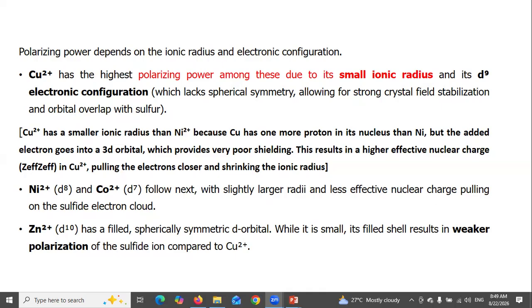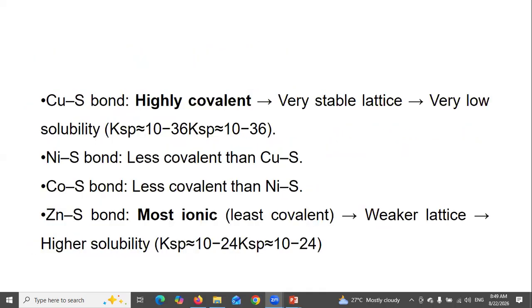the sulfide electron cloud. Zinc ion d10 has a filled, spherically symmetrical d orbital. While it is small, its filled shell results in weaker polarization of the sulfide ion compared to copper. Copper sulfide bond: highly covalent, very stable lattice, very low solubility. Nickel sulfide bond: less covalent than copper sulfide. Cobalt sulfide bond: less covalent than nickel sulfide. Zinc sulfide is most ionic, least covalent, weaker lattice, higher solubility.